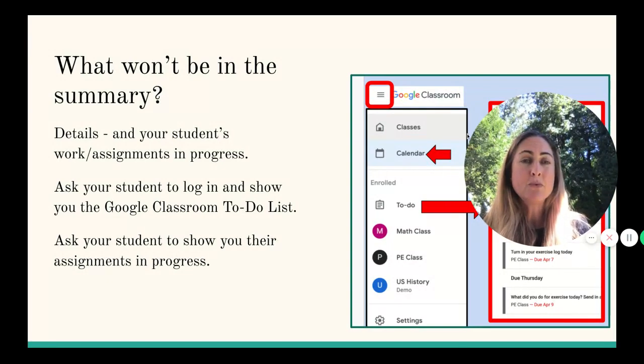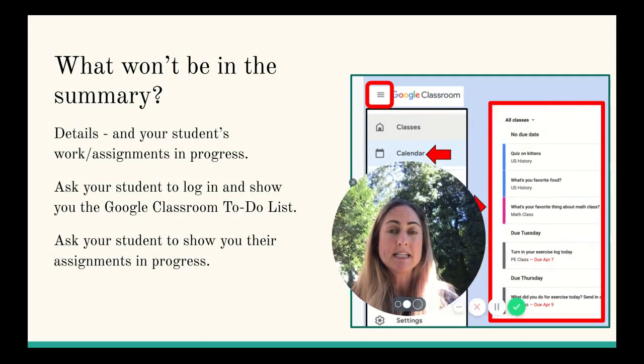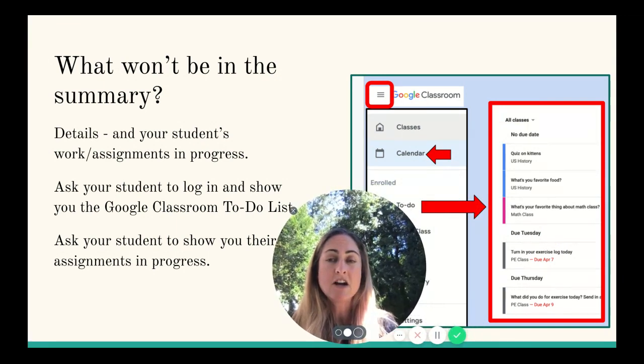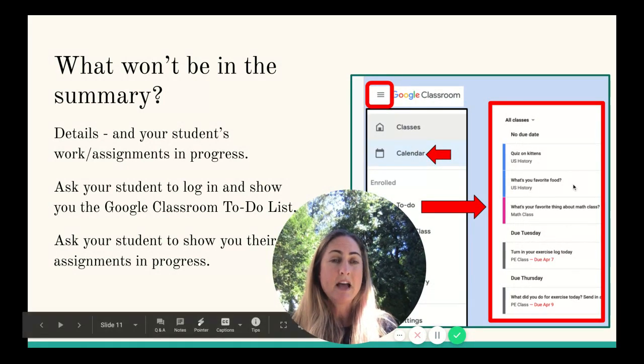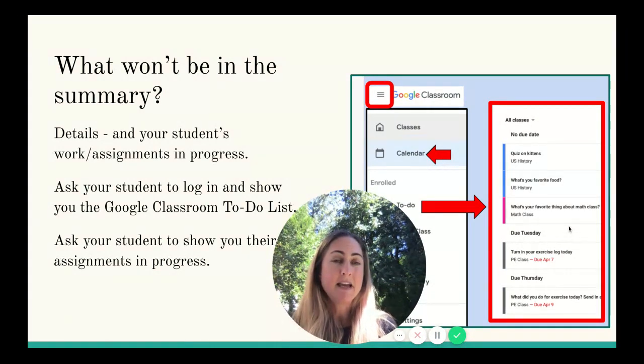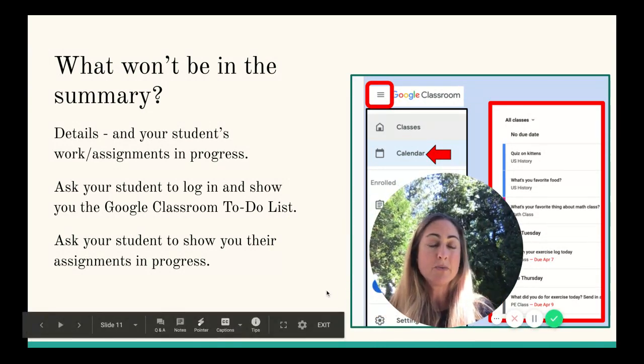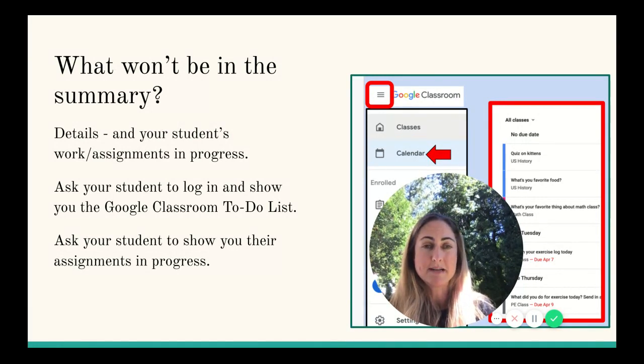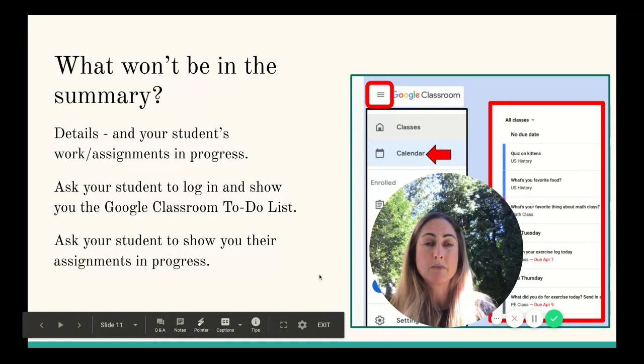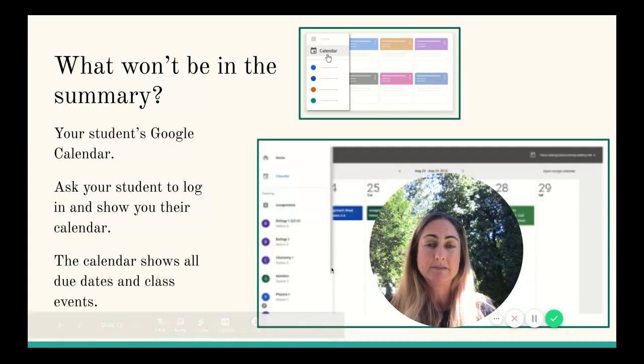In the summary, you won't see the student's to-do list, but this is something that your student can log on to and go to the menu in Google Classroom and show you their to-do list. So that will show everything that's upcoming or missing. So the to-do list is a great place to go and have your student show you their progress. They can also show you what assignments they're working on, things that are in progress but not completed and turned in. Or they can show you their work that has been turned in and not yet graded.